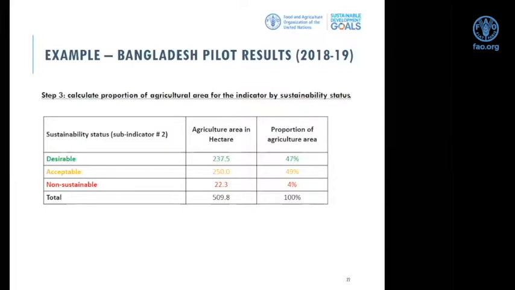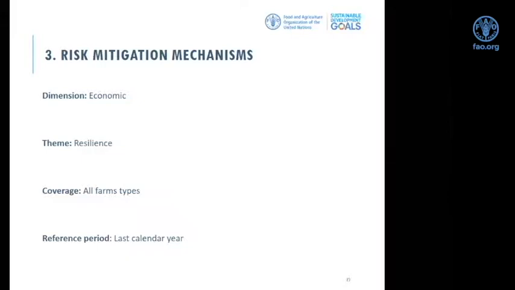Okay, we don't have any question. So let me go to the third and the final sub-indicator in the economic dimension. It is called risk mitigation mechanisms.